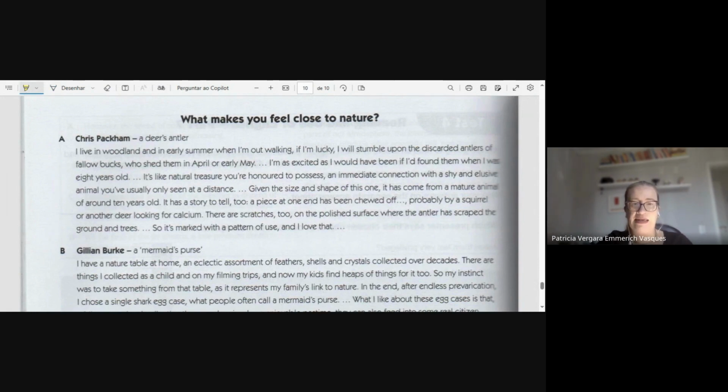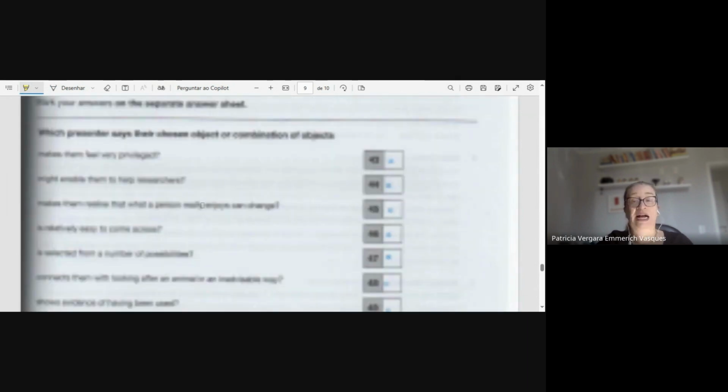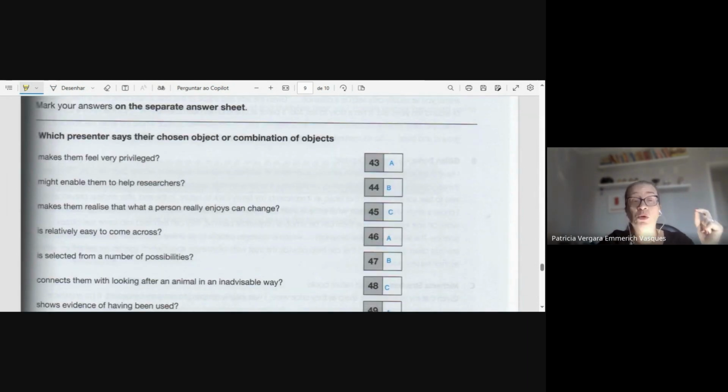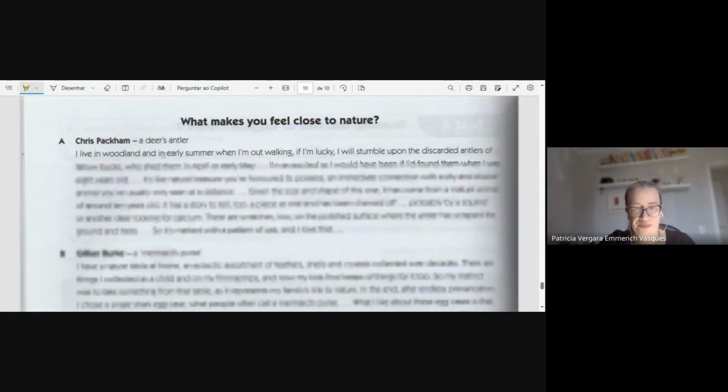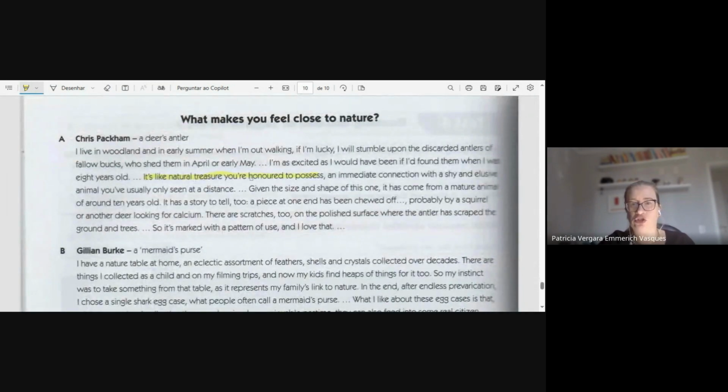It's like a natural treasure you are honored to possess. Okay, so you see, again, answer keywords. Feel very privileged. So something that is like a treasure. This object is my treasure. So it's here. It's like a natural treasure you are honored to possess.